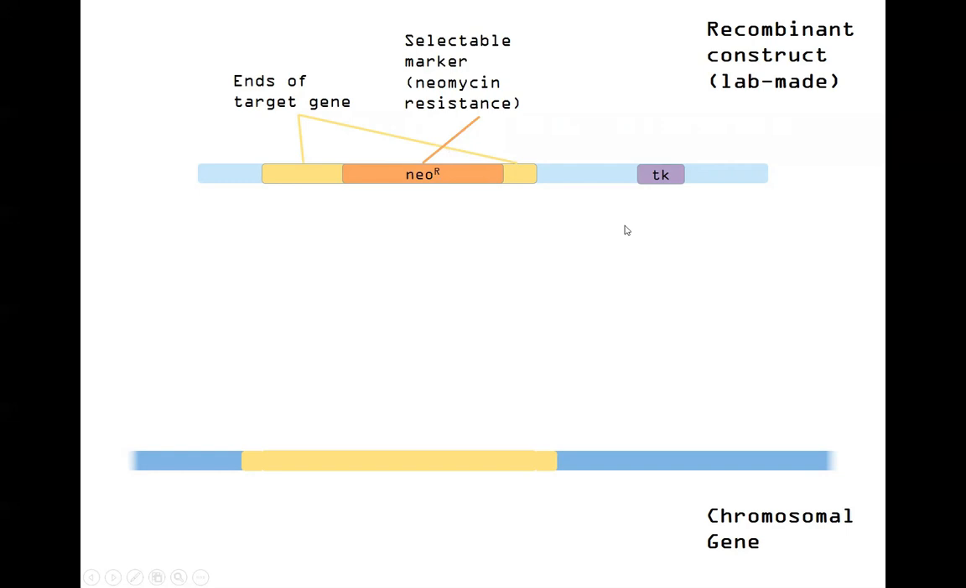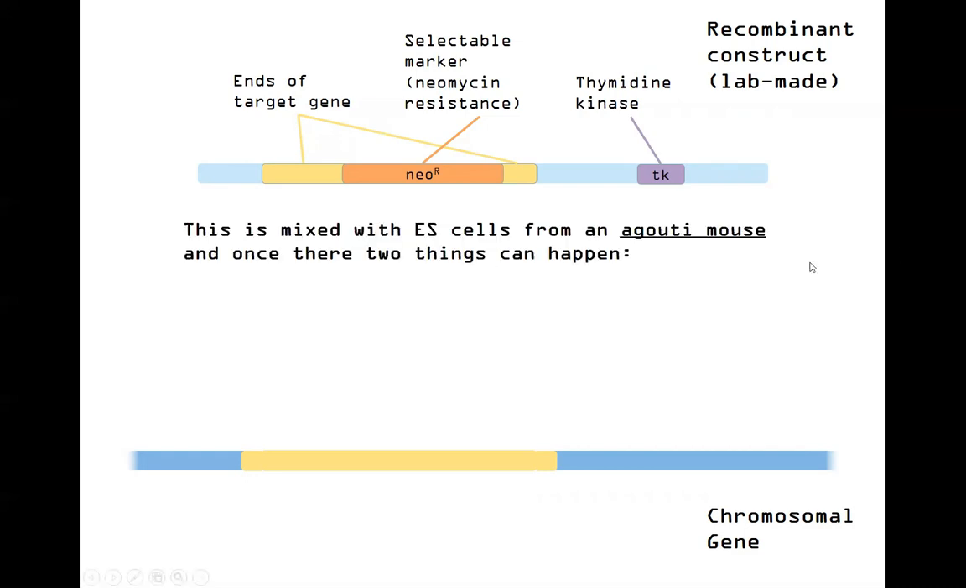Okay, you may notice we have an extra little player over here, another character. This is a little coding unit for an enzyme called thymidine kinase. So that's going to help us make sure that we've done everything correctly. Okay, so what we're going to do is take this construct that we've hopefully made, and we can mix it with an agouti mouse stem cell.